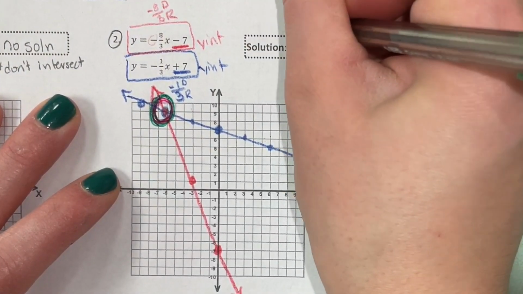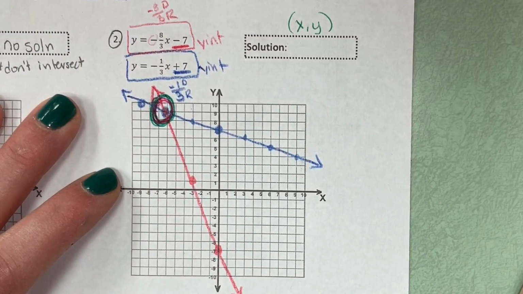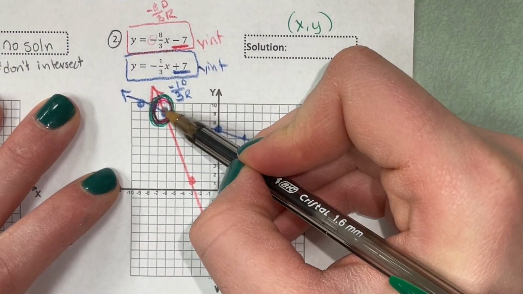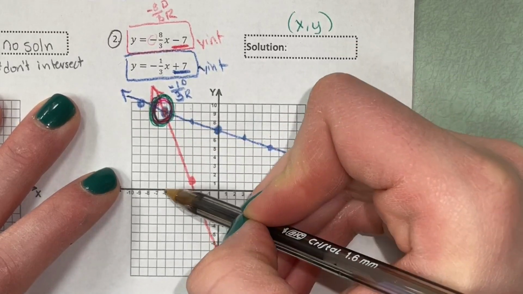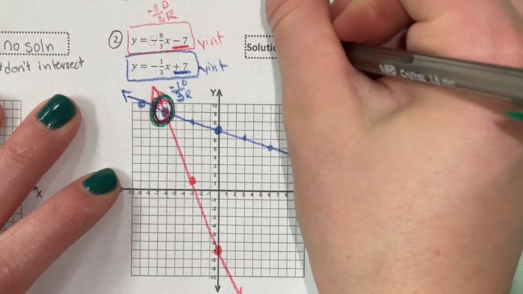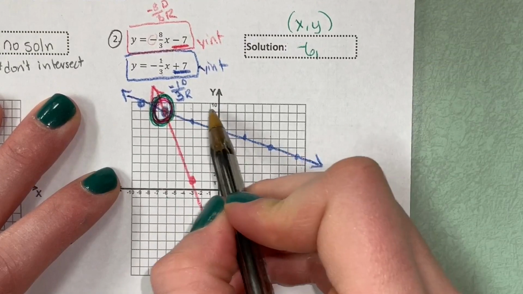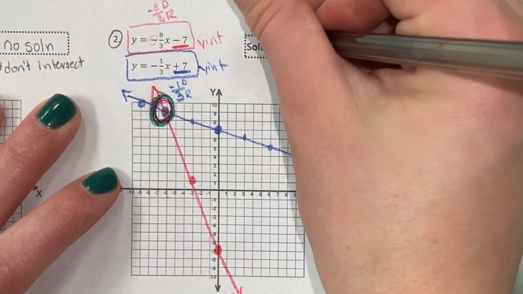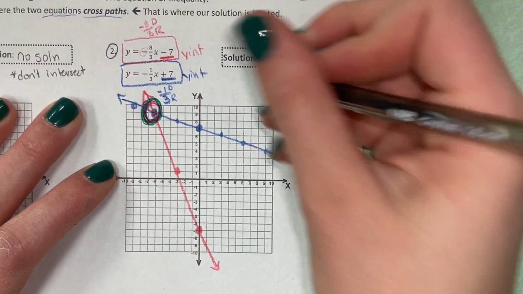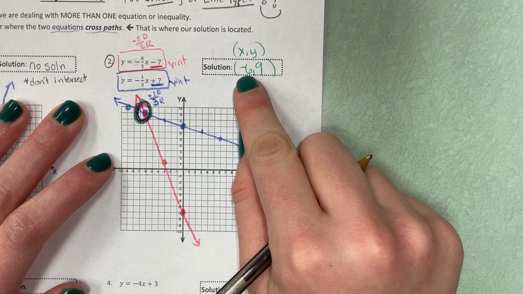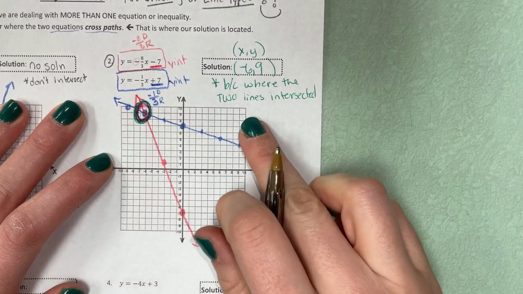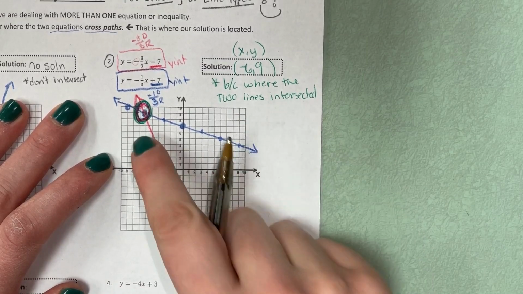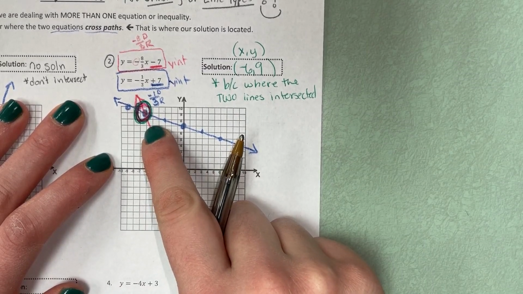So that means we have to write the solution, which is always gonna be x comma y. So looking at this double plotted dot, the x value is negative 6, so I got negative 6, comma, the y value is 9. And please make sure you put parentheses around your answer. All right, so (-6, 9) is my solution, and this is because this is where the two lines intersected, right there. Look how pretty that is.